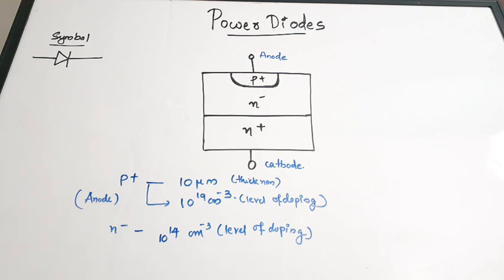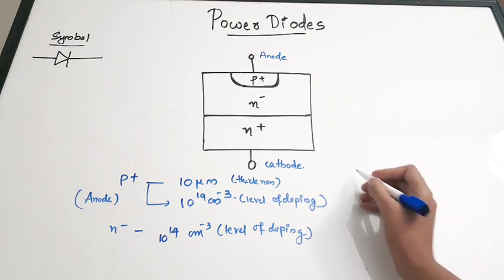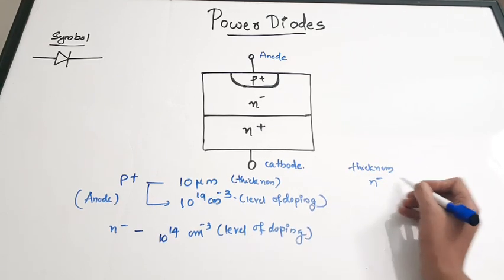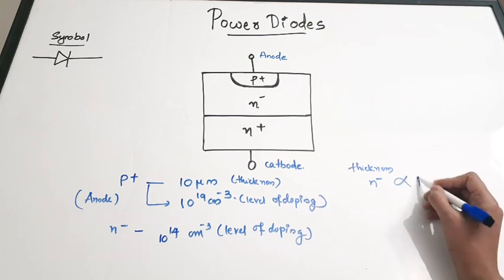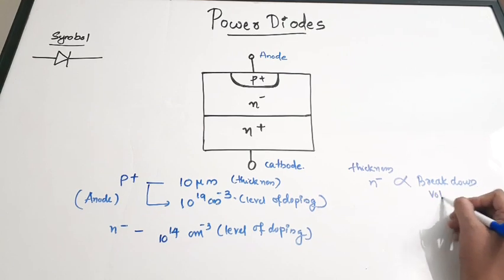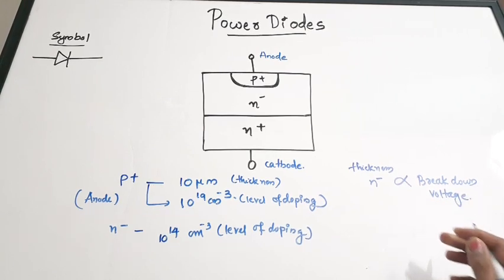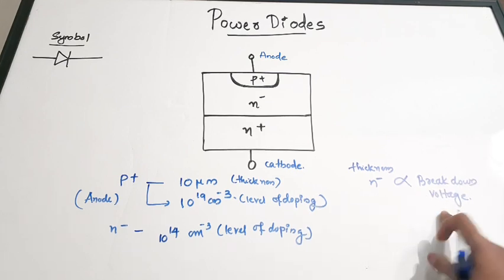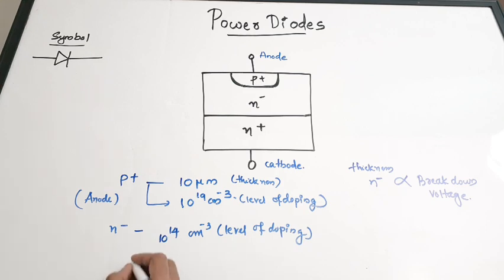If the width of this layer is increased, the breakdown voltage of the diode will also increase. So that is the relation: the thickness of the N minus layer is directly proportional to the breakdown voltage. When you increase the thickness of this layer, the breakdown voltage will also increase. Now next, the last layer, which is the N plus layer.